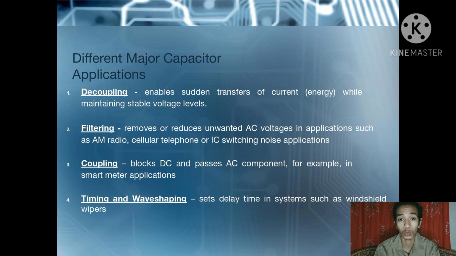So filtering removes or reduces unwanted AC voltages in applications such as AM radios, cellular telephones, or IC switching noise applications. So in our phones, the capacitor's application there is to filter the unwanted AC voltages. Third one would be coupling. It blocks DC and passes the AC component, for example in smart meter applications. And the fourth one would be timing and wave shaping. Timing and wave shaping sets delay time in systems such as windshield wipers. So that would be the four major different capacitor applications.